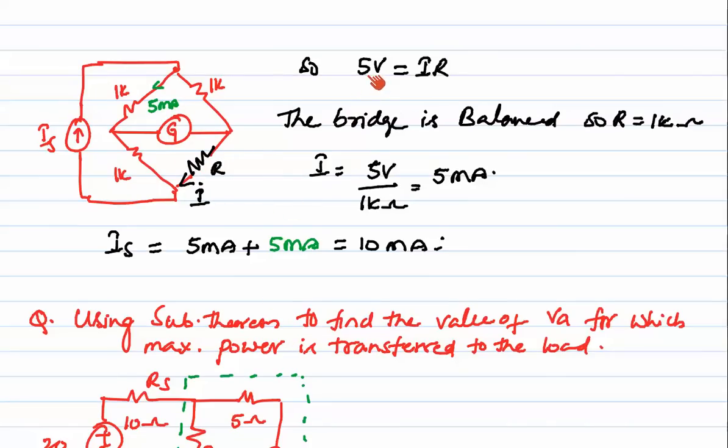Okay, so what I have done is I have replaced this 5 volt source with a resistance here, and as we know, the 5 volt source is nothing but I into R. Already we know the R value, which is 1 kilo. So I is nothing but 5 divided by 1 kilo. That's it, 5 milliamps is the current flowing in this branch here.